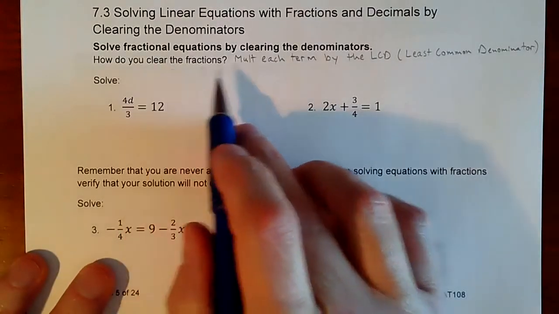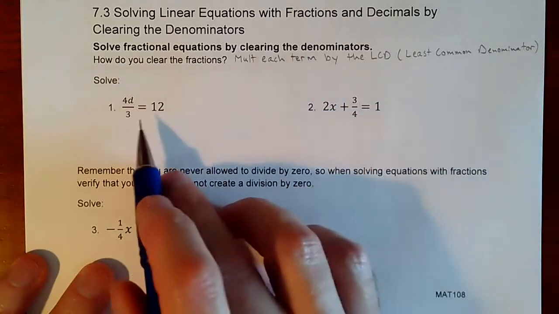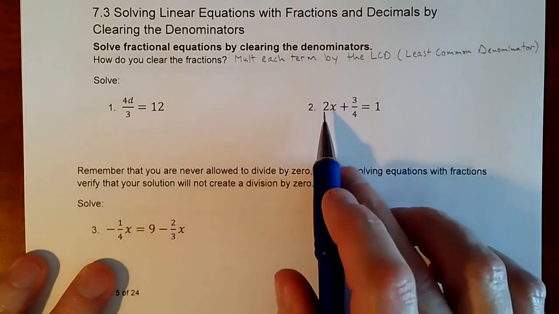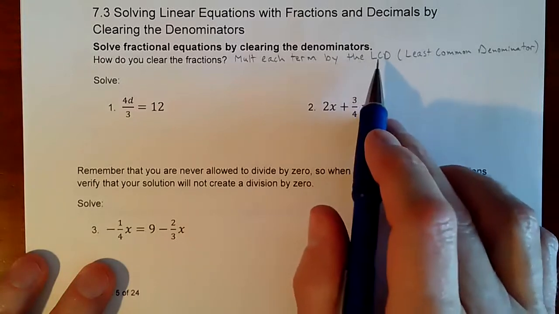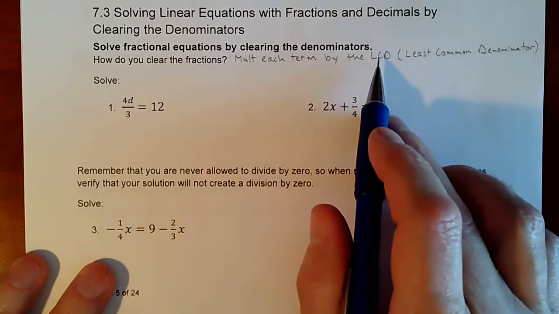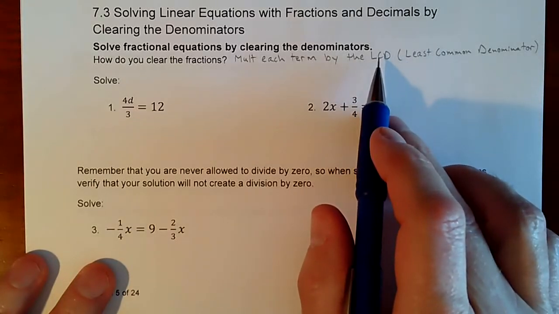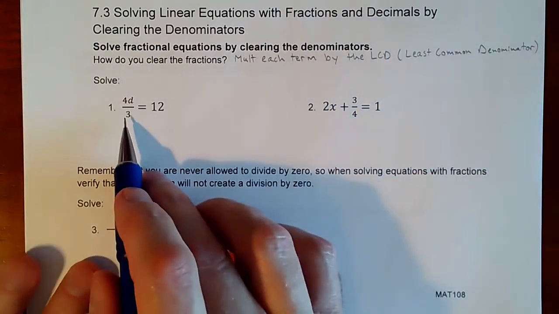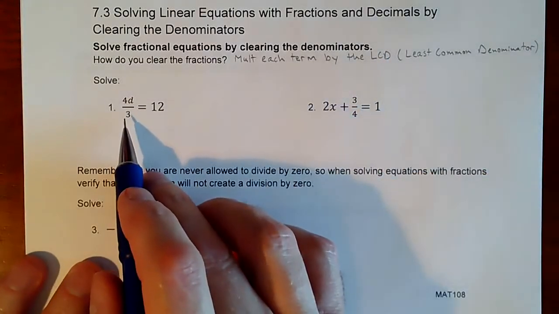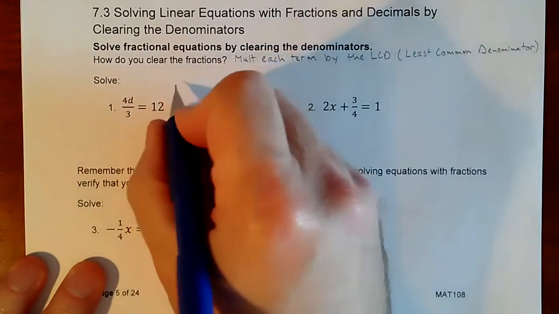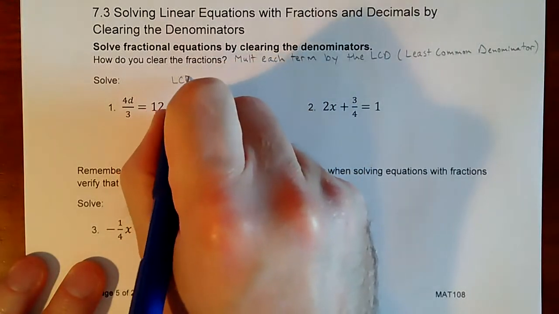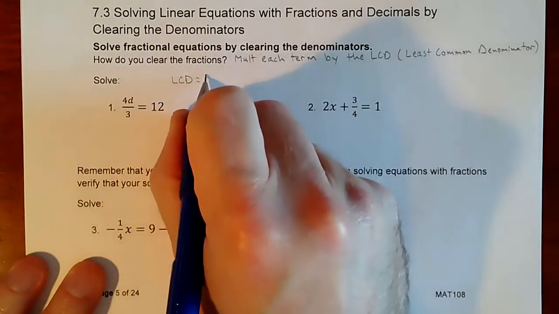And how do we do that? We're going to multiply each term. So right here is 1, 2 terms. This is 1, 2, 3 terms by the least common denominator. You just got to figure out what's the least common denominator with all your fractions. Well, if it's just one fraction, then it's very straightforward. That is your least common denominator. So my least common denominator for this problem would be 3.